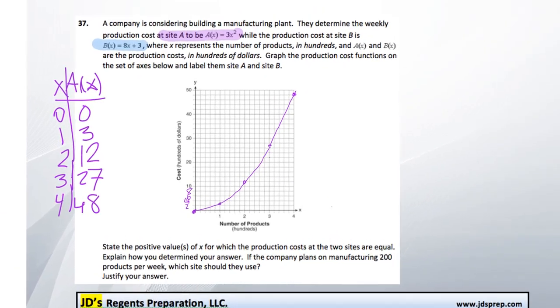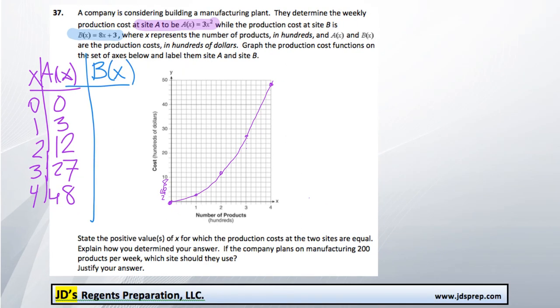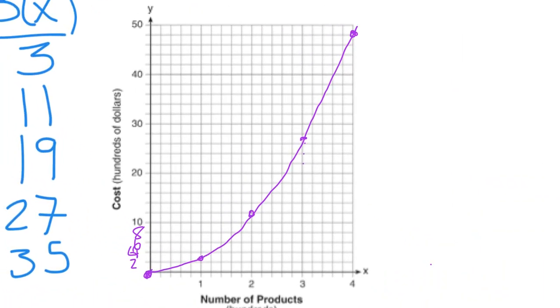All right, now let's figure out the points for B of x. Starting off with an x value of 0, 8 times 0 plus 3 is 3. For an x value of 1, we'll do 8 times 1 plus 3, that's 11. For 2, 8 times 2 is 16. 16 plus 3 is 19. 8 times 3 is 24, plus 3 is 27. And 8 times 4 is 32, plus 3 is 35.